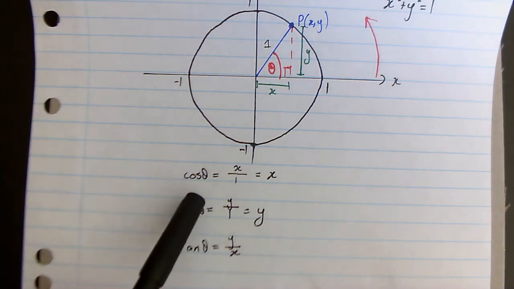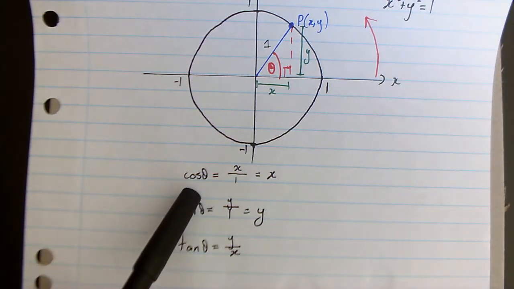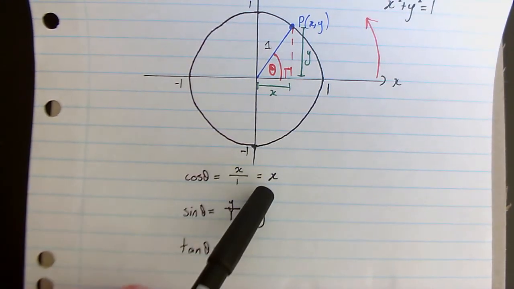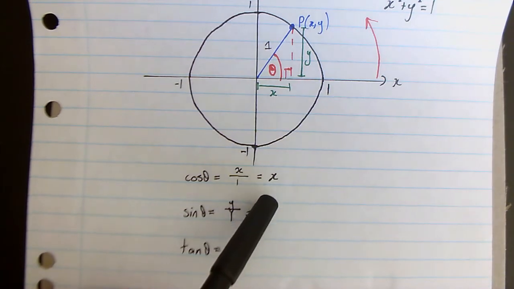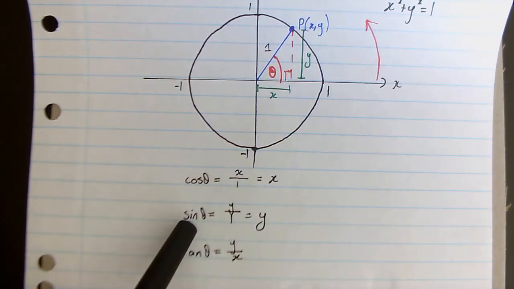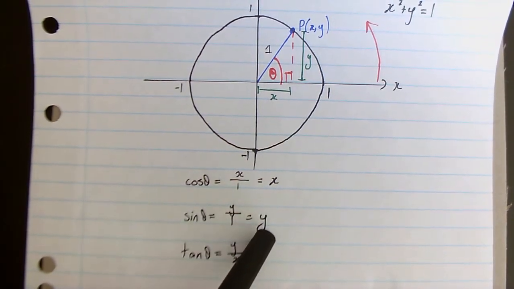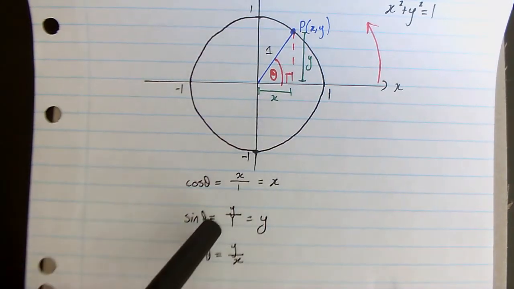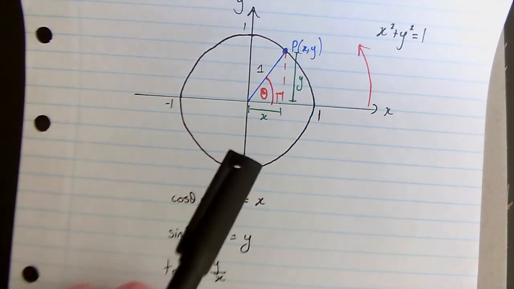This implies that the cosine of whatever that angle is, if it falls in the first quadrant, is going to be positive because the x-coordinate is positive, and by a similar argument, sine theta is going to be positive because the y-coordinate is positive. That is when theta is in the first quadrant.